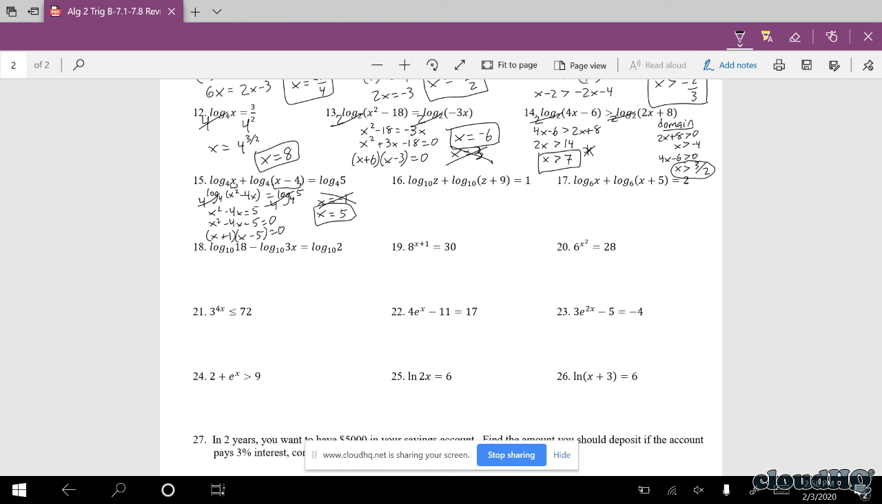Number 16, we have to condense again. It's a base of 10. I don't have to write the base of 10. So z times z plus 9 is z squared plus 9z equals 1. Okay, now I'm going to exponentiate using the base of 10. 10 to the log cancels on the left side, so z squared plus 9z is equal to, here I have nothing canceled, so 10 to the first is 10. Subtract the 10 over.